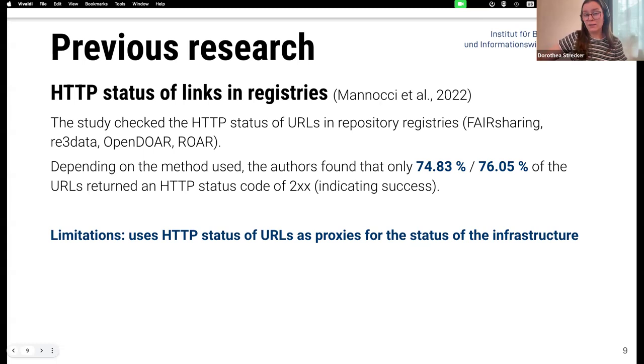This study also has limitations, mainly using the HTTP status of URLs in registries as proxies for the status of the infrastructure. But as I will explain later on, there are many reasons besides repository shutdown that could result in HTTP errors. For example, a repository reorganizing the websites, moving content from sites to other sites. But I will give some examples later.